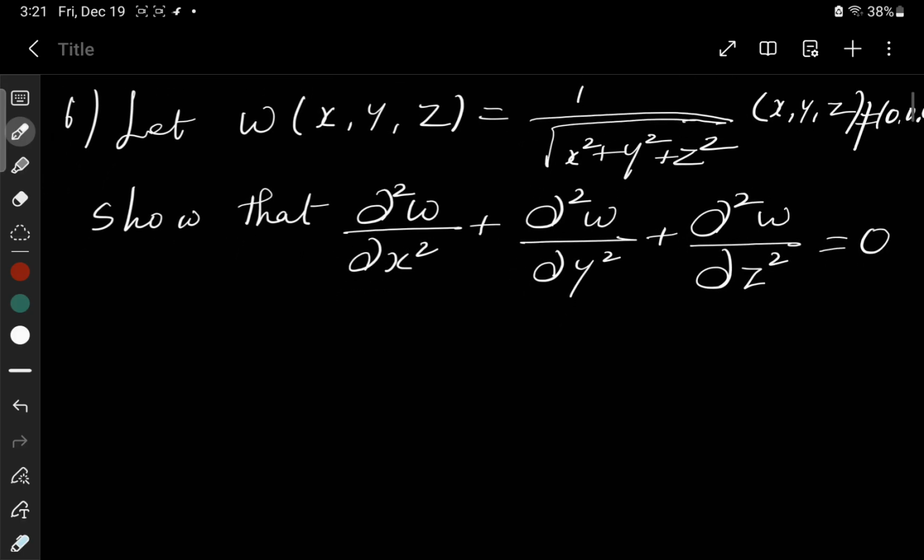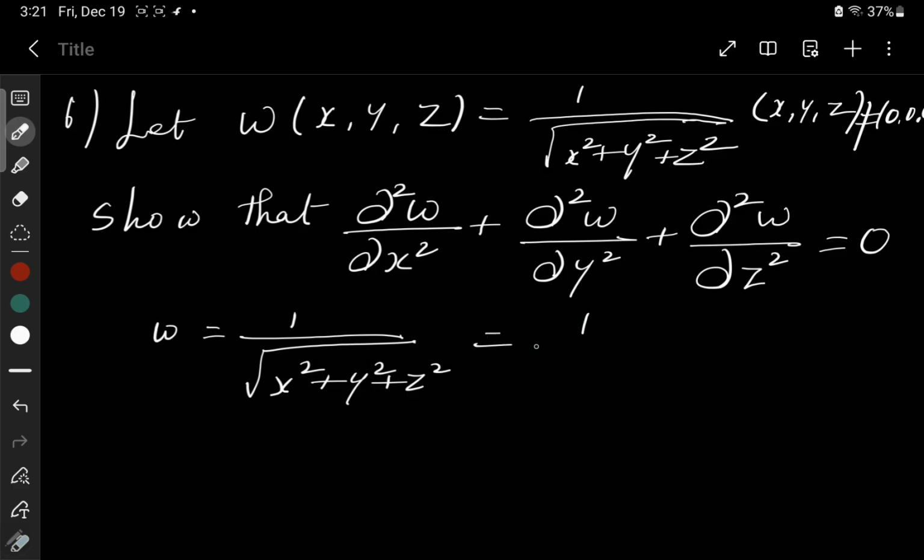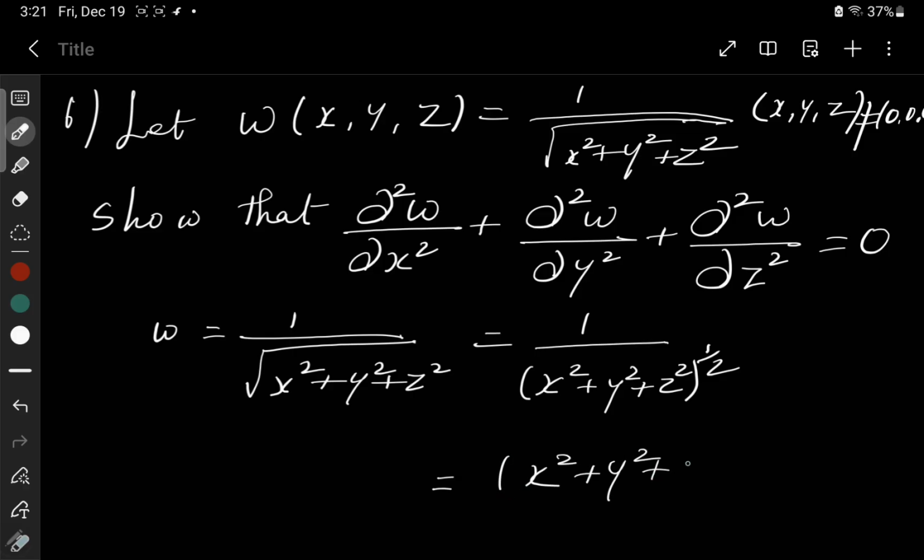Okay. So let me take the given function w equal to 1 by root of x square plus y square plus z square. Let me take this function as 1 by, I replace root in terms of power, whole power half. So this is equal to x squared plus y squared plus z squared the whole power minus half.